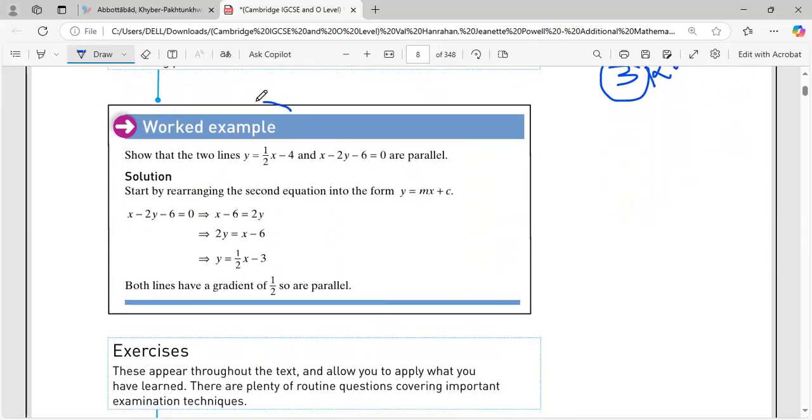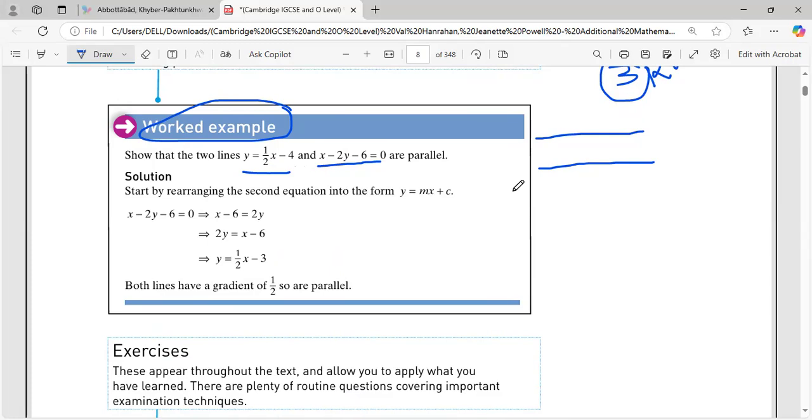Next we have an example. This example is related to slope. Here we have to show that these two lines are parallel lines. Parallel lines are those lines that have the same slope. If these two lines are parallel, they must have the same slope, right? So we have to check the slope of both and then decide whether these two are parallel or not.